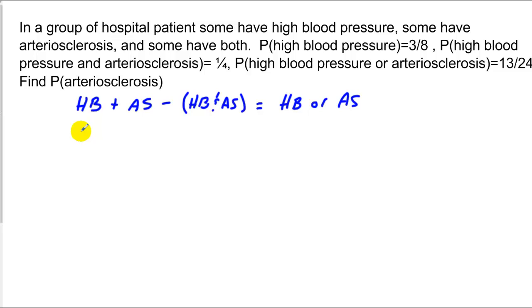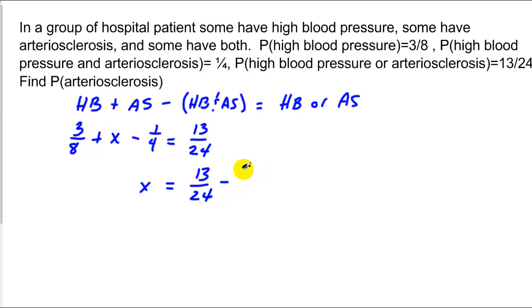So in this case, we know the high blood pressure is 3/8. We don't know the AS, that's what we're looking for. We know the overlap, the high blood pressure and the AS is 1/4. And we know the high blood pressure or AS is 13 over 24. So now we just solve for x. We have 13/24 minus 9/24 plus 6/24 is going to equal x. That gives us a total of 10/24 or 5/12.